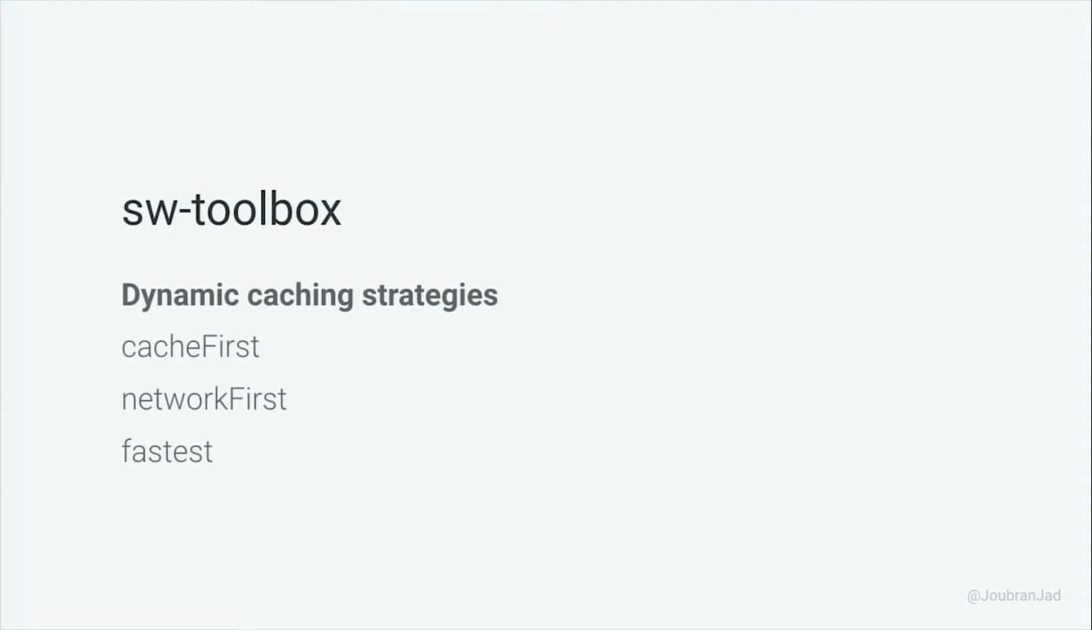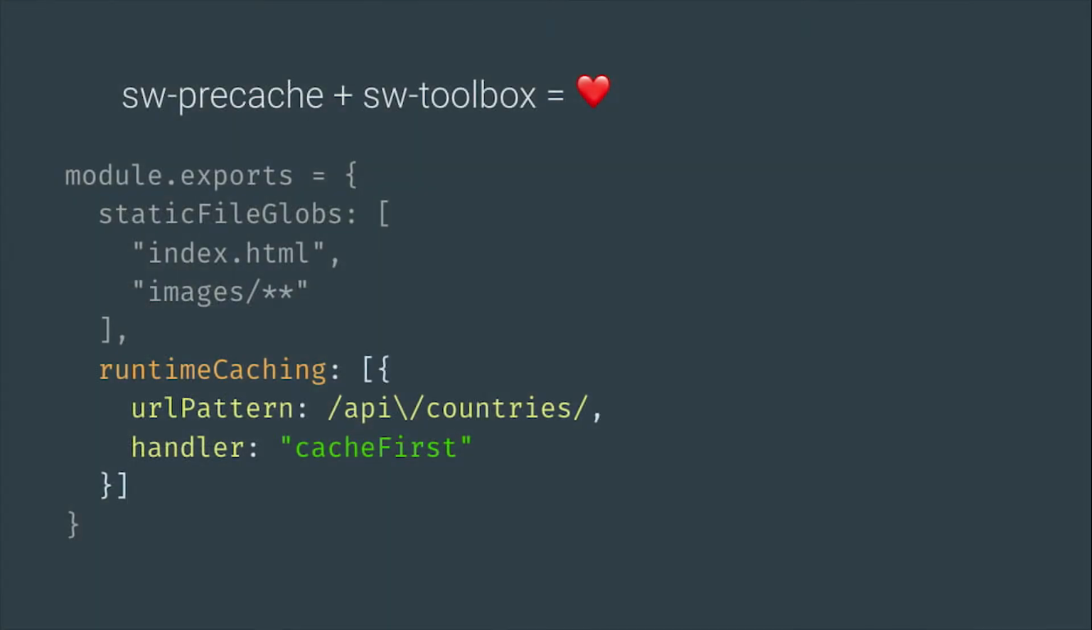And you use sw-toolbox with sw-precache at the same time in the same configuration file. And this is on a route basis. So you can say, I want the API countries, this is a regular expression, to use the cache first strategy. And you can say, I want anything that starts with API v1 to use, for example, the fastest strategy.